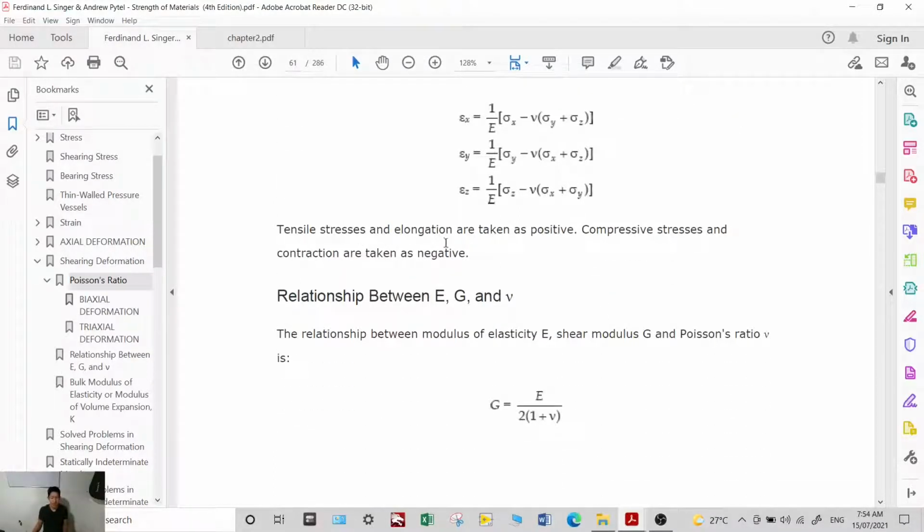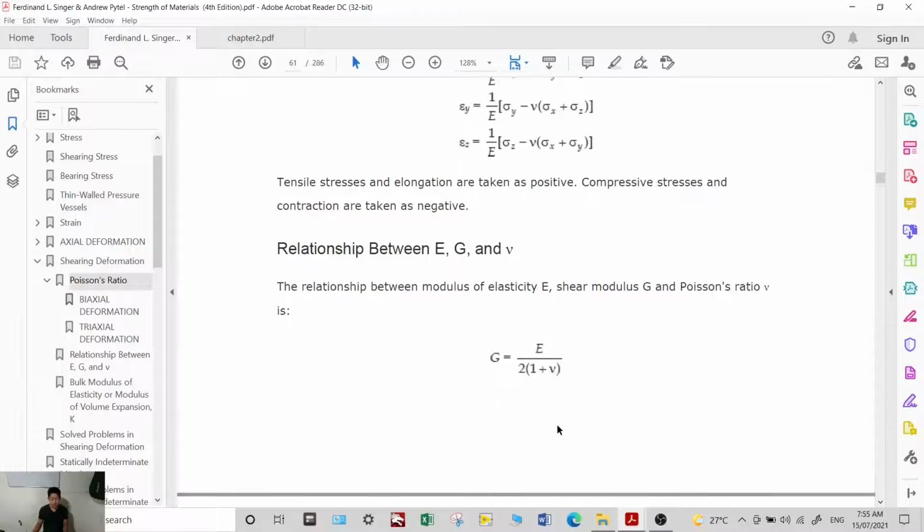Now, tensile stresses and elongation are taken as positive, compressive stresses and contraction are taken as negative. So, if we want to get the relationship between modulus of elasticity, modulus of rigidity, and the Poisson's ratio, you use this equation. Remember this equation, because what if the Poisson's ratio is not given but you are given E and G? You can get it using this equation.